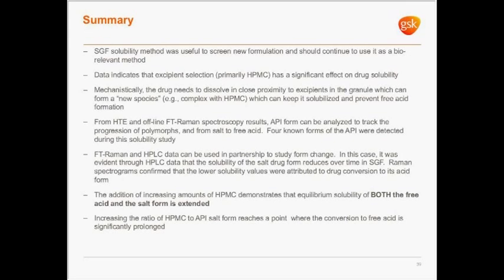In this particular case study, we analyzed several tablet formulation excipients and the impact that they have on drug solubility. We found that HPMC significantly affects the drug behavior in that it extends the equilibrium solubility of both the free acid and the salt. And in addition to extending equilibrium of the salt form of the drug, we found that very large amounts of HPMC also can significantly prolong the formation of the free acid precipitate.